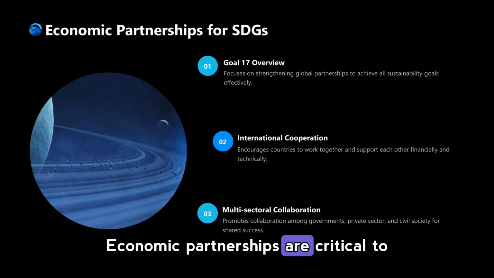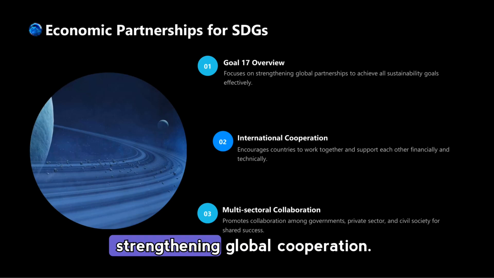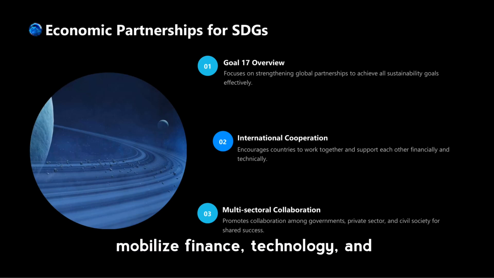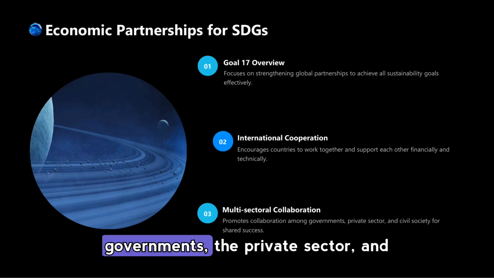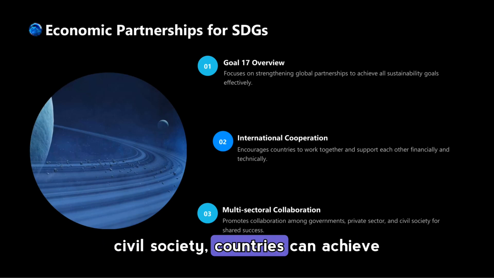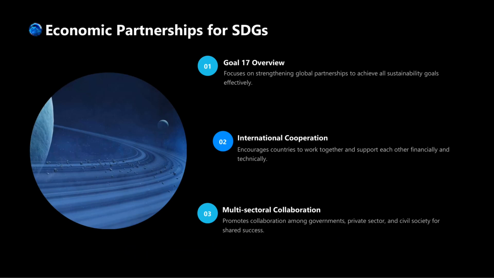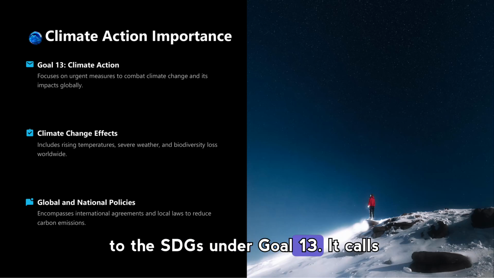Economic partnerships are critical to the SDGs, and Goal 17 emphasizes strengthening global cooperation. International collaboration and multi-sector partnerships help mobilize finance, technology, and expertise. By working across governments, the private sector, and civil society, countries can achieve shared goals more effectively than working in isolation. Climate action is urgent and central to the SDGs under Goal 13.